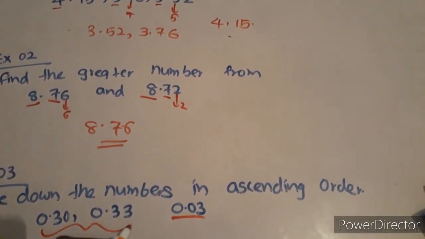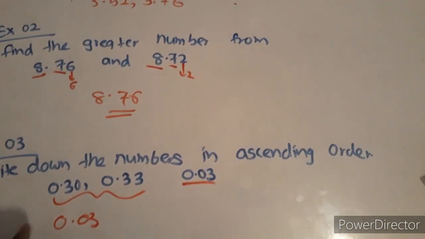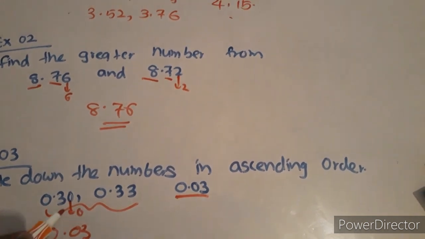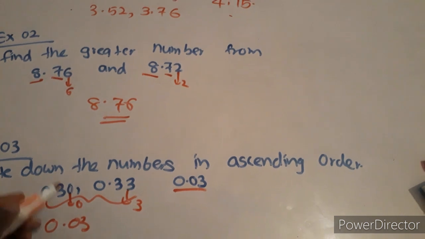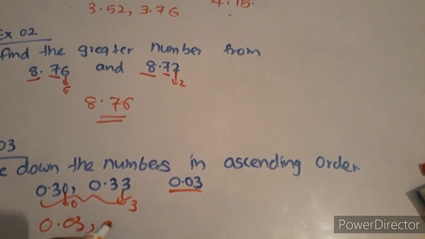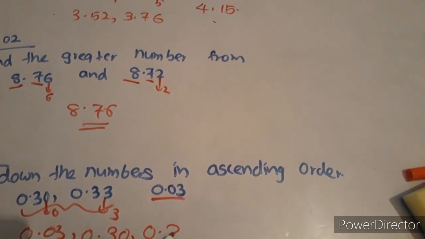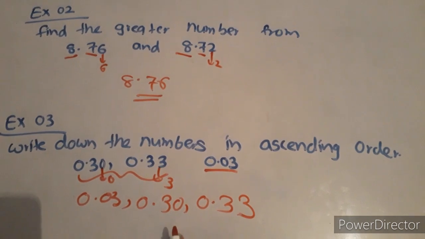Then we have to compare these two numbers. Now what do we have to do? Compare the second digit. Here it is 0. Here it is 3. Then what is the smallest? This one. So this one comes here. And the next one, the greatest one, is 0.33. Okay.